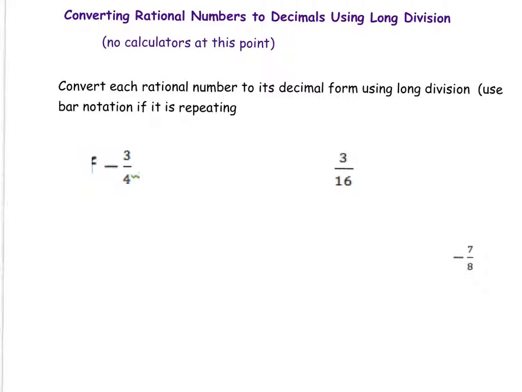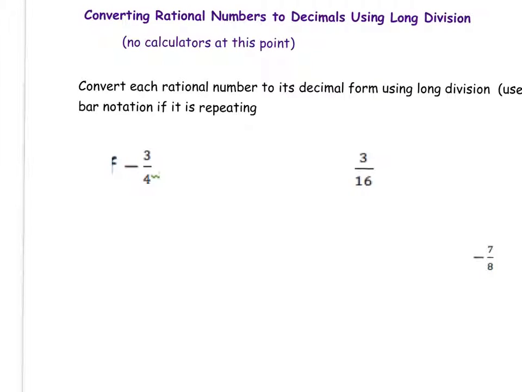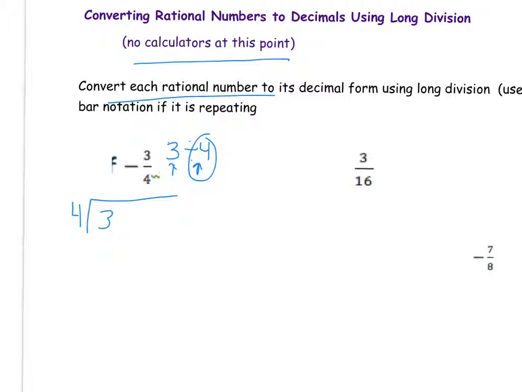So this is the real learning target according to Common Core for 7th grade, converting the rational numbers using long division. No calculators at this point. So we have to convert each rational using our long division. So remember, we are dividing 3 divided by 4, numerator divided by the denominator. So this is the dividend, this is the divisor. So what we're dividing by goes on the outside of the house. What we're dividing into goes on the inside.